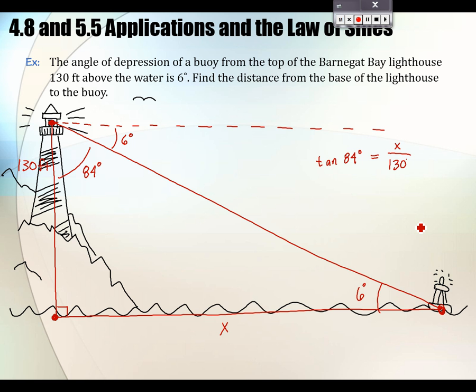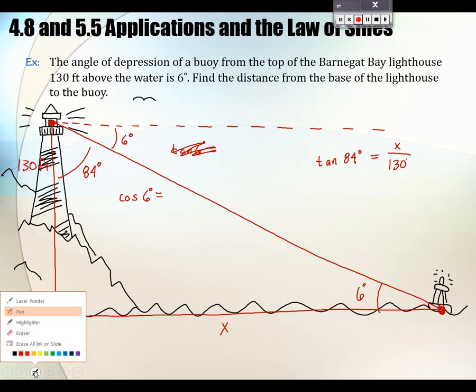Yeah. Tangent 6 equals, oh wait, hold up. You said cosine 6? Cosine 6 degrees equals, careful, I think cosine involves, okay.